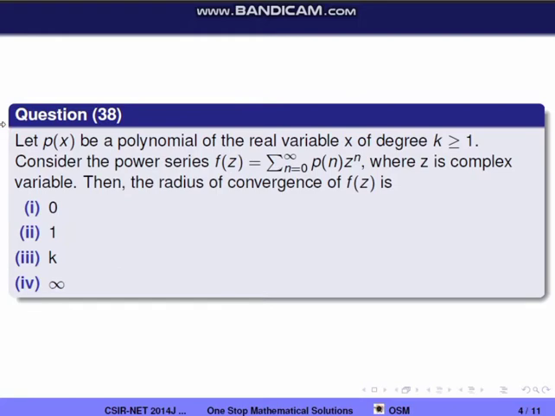Next question, question 38. Let p of x be a polynomial of the real variable x of degree k greater than or equal to 1. Consider the power series f of z is equal to sigma n is equal to 0 to infinity p of n z power n, where z is complex variable. Then the radius of convergence of f of z is. So we have given a power series here, we have to find its radius of convergence. So first of all, we'll look at the concepts used in the question.